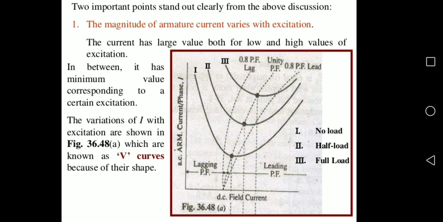So here it is clear that whenever excitation is lagging or leading, the current will increase in both conditions. The current has a large value both for low and high values of excitation. But when the excitation is normal, the armature current is minimum.